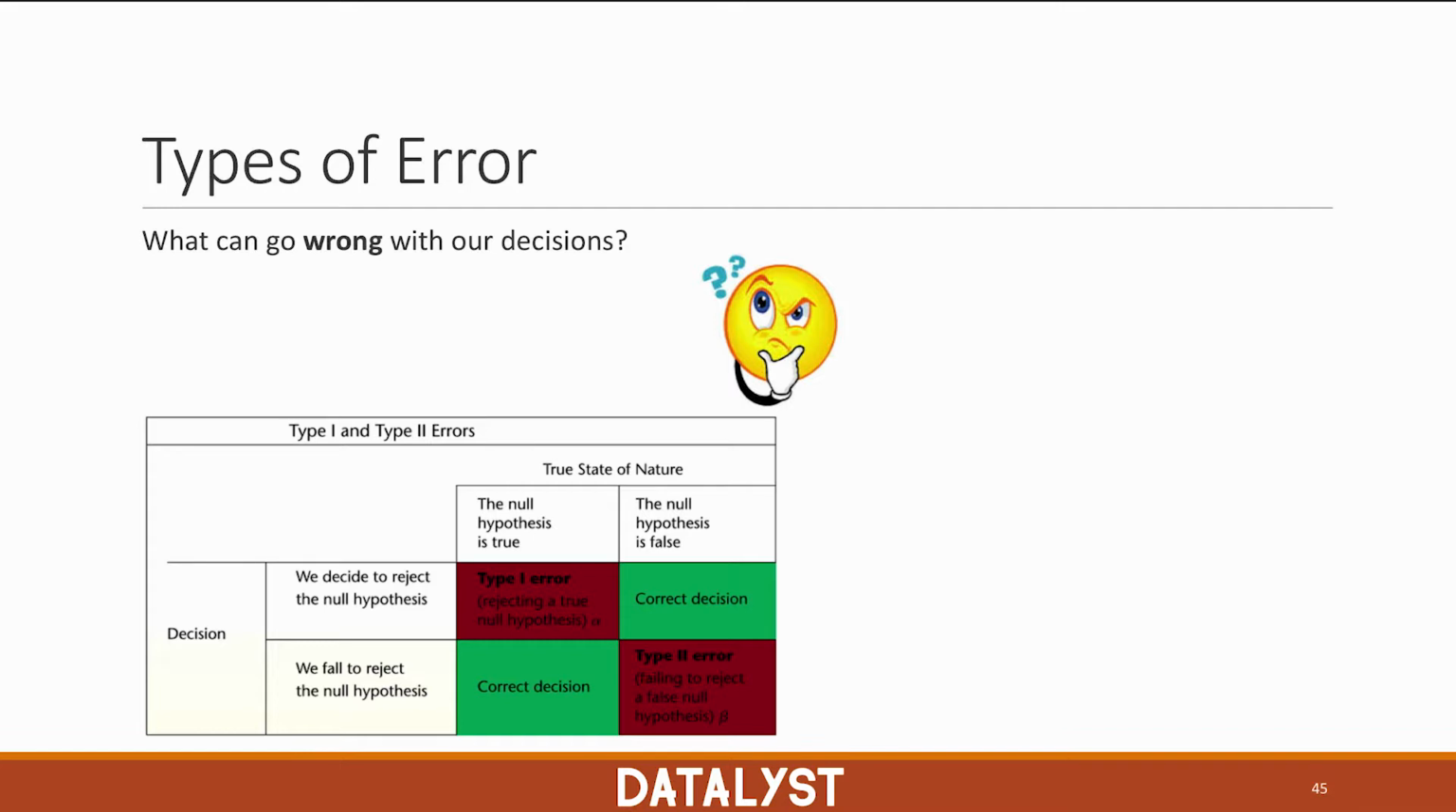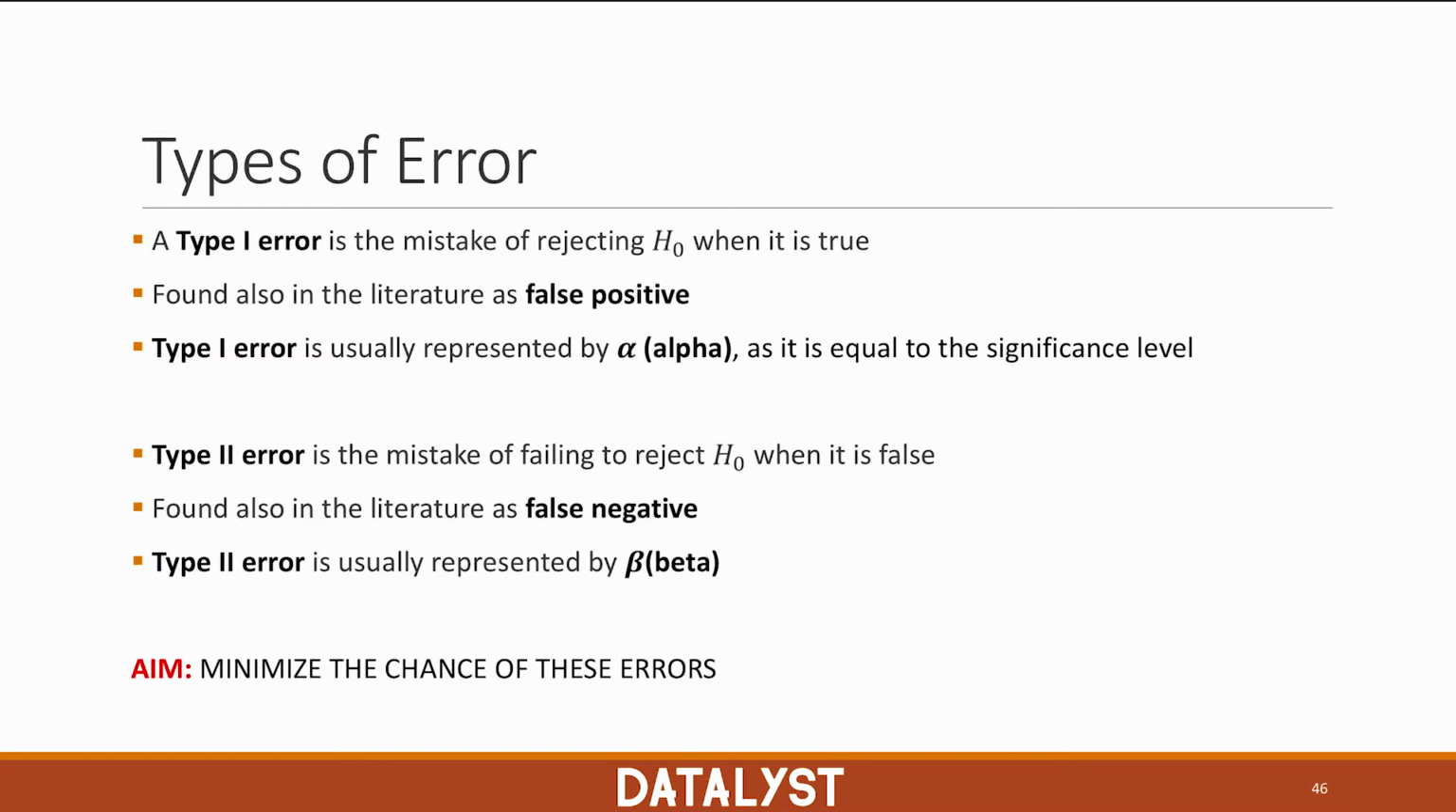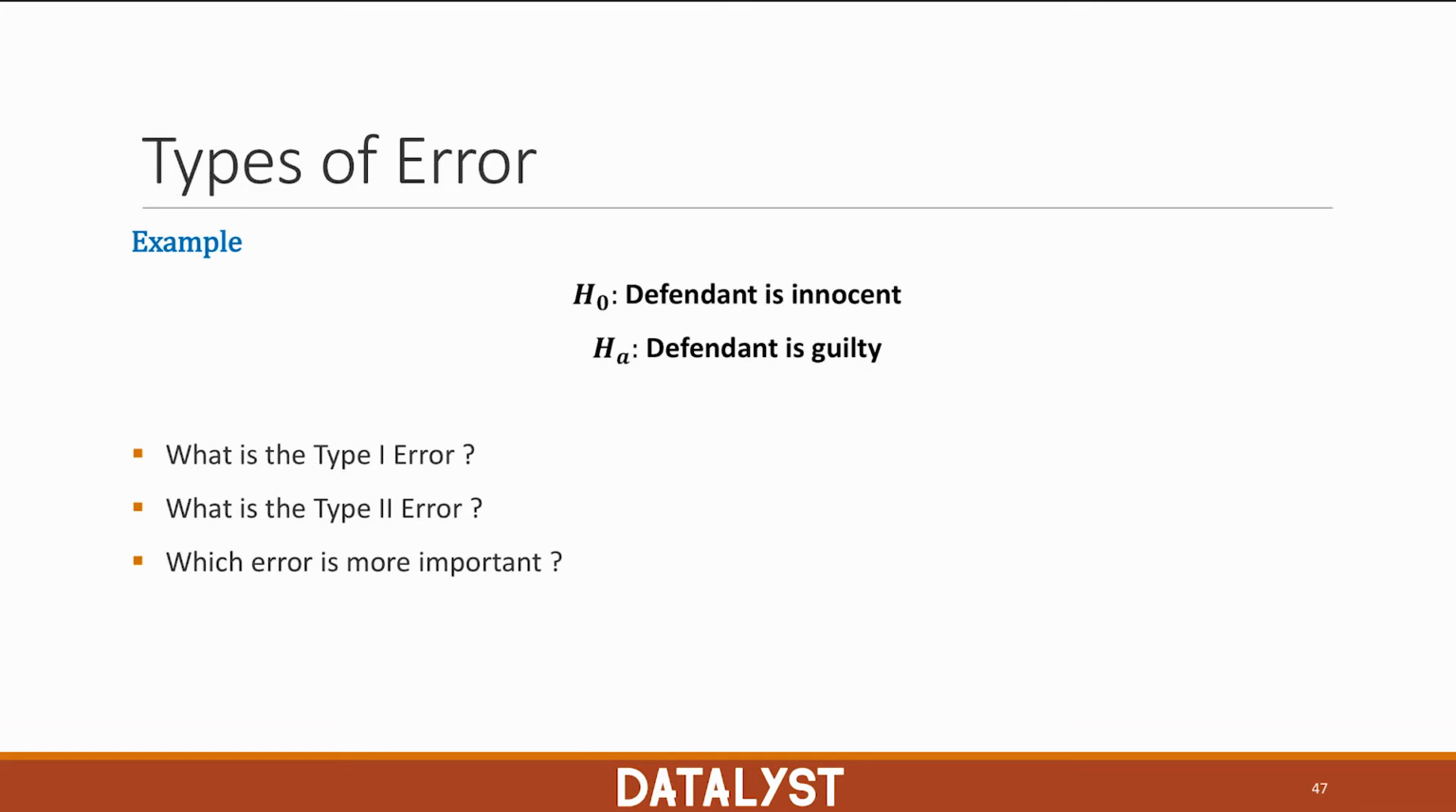Essentially, you care about rejecting the null hypothesis when it's false and accepting it when it is true. In the machine learning literature, type 1 error is also called the false positive, and as I mentioned, it's represented by the Greek letter alpha. And the type 2 error is called a false negative and is represented by the Greek letter beta. So let's see this example.